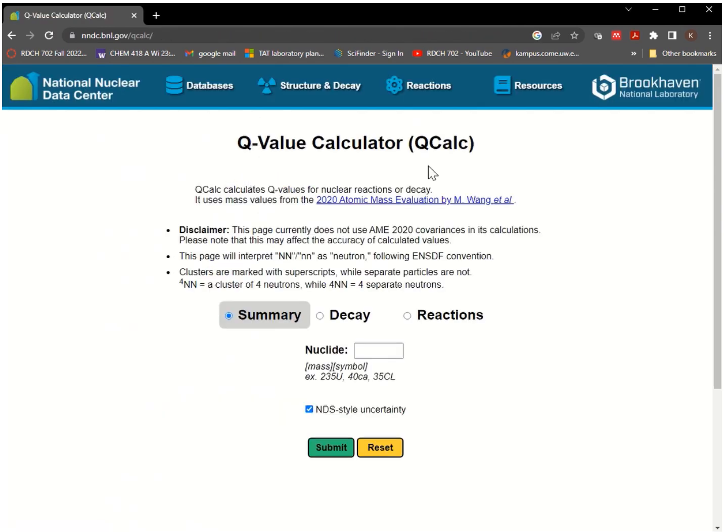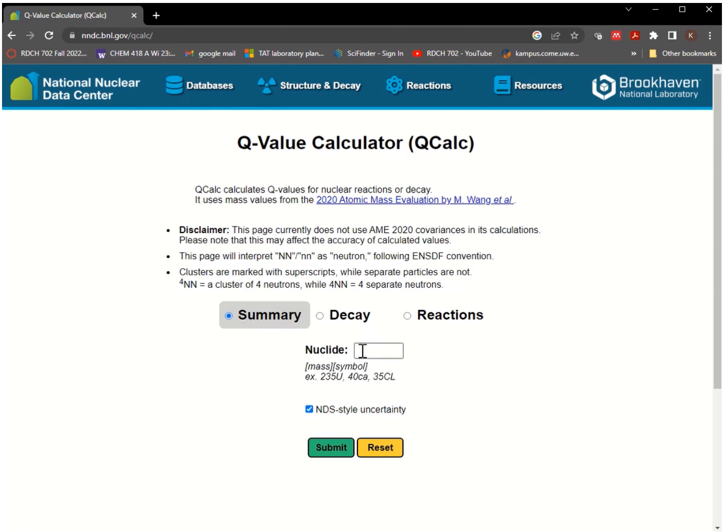So this Q value calculator, the data that it uses, the mass evaluation data is shown here. In our previous slides, we went over how to do the calculations from the mass excesses. This website uses the mass excesses found here. And you can read some of the disclaimers on this site. For instance, NN or N, lowercase or uppercase, is listed as a neutron. So there's a few things this site can do.